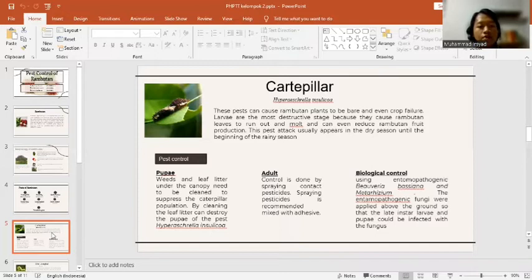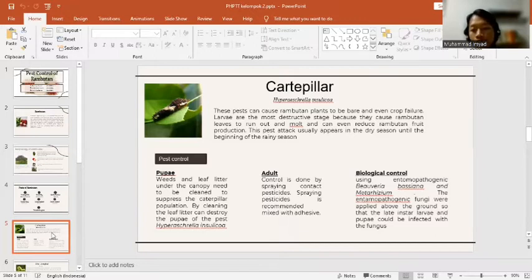Pest control. Pupae, weeds, and leaf litter under the canopy need to be cleaned to suppress the caterpillar population. Cleaning the leaf litter can destroy the pupae of the pest Hyperacella insulicola. Adult control is done by spraying contact pesticide. Spraying pesticide is recommended mixed with adhesive.